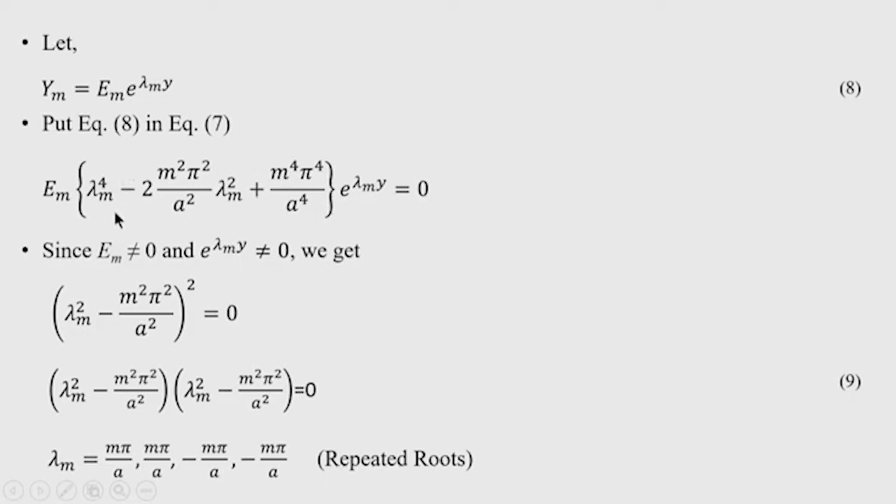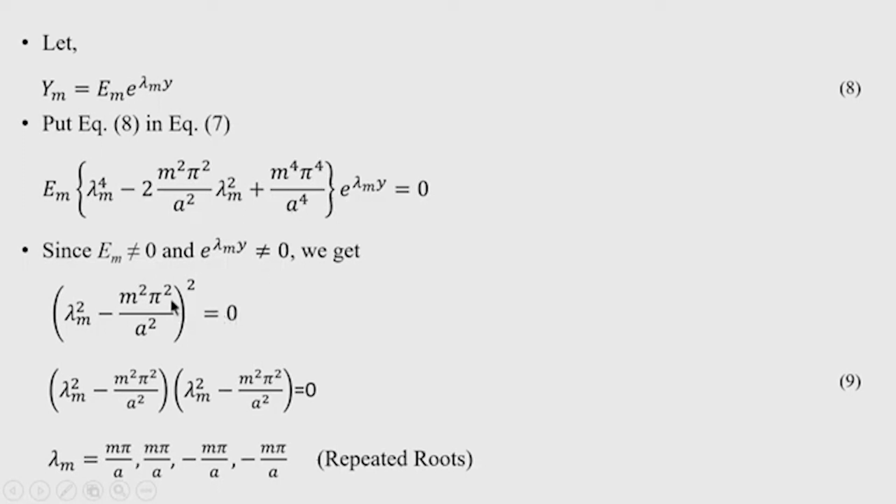Now, you can see the expression inside the bracket is nothing but lambda square m minus m square pi square divided by a square, whole square. So, it can be written in this form. Okay. That means, when we expand this, we will get again lambda to the power 4 m minus 2 m square pi square by a square lambda square m plus m to the power 4 pi to the power 4 by a to the power 4.